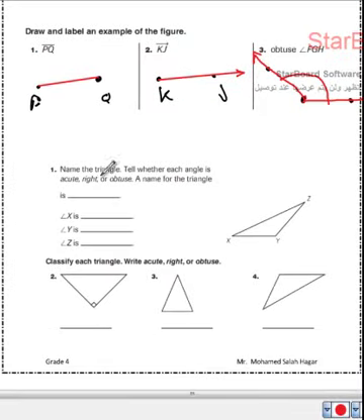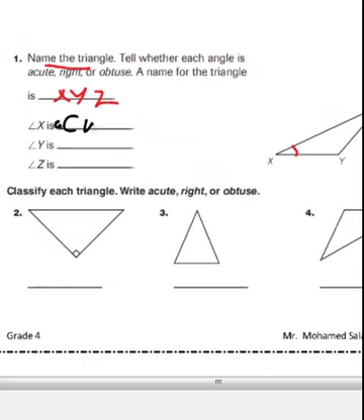Name a triangle. In this question, he wants you to name a triangle. How can I name this triangle? With its letters X, Y, Z. Excellent. X, Y, Z. Then, tell whether each angle is acute, right, or obtuse. Let's see. Angle X. Which type is it? Great. An acute.